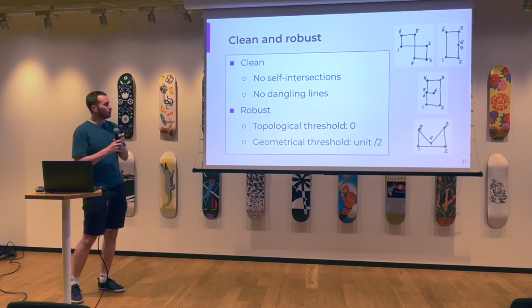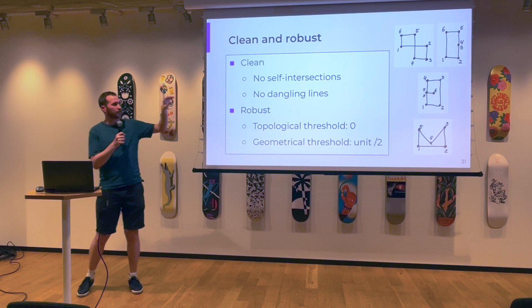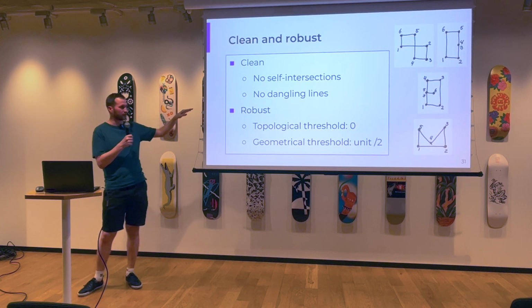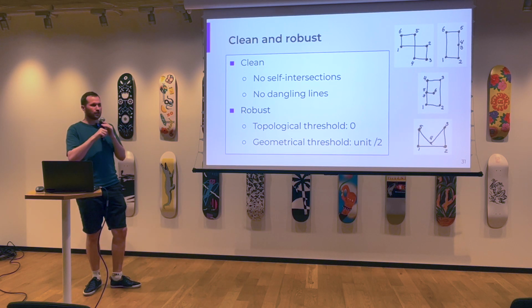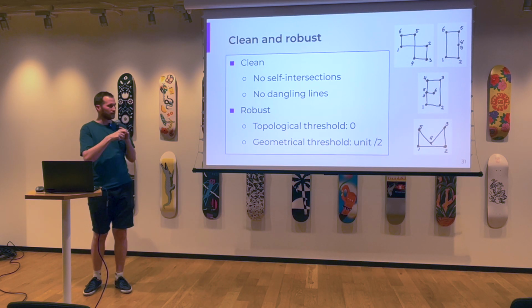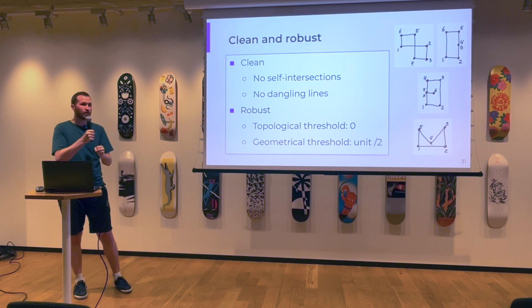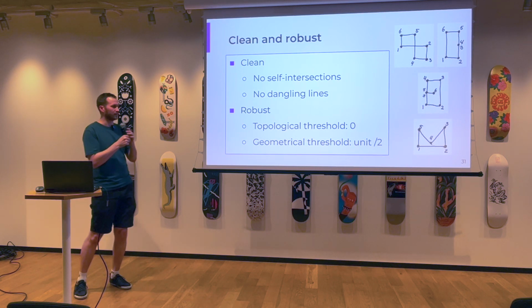So what does clean data mean? No self-intersections, no dangling lines. It's just simple features, no repeated points and those kinds of things, but also robust. Topological threshold we already talked about. The topological threshold is when points that are equal are only equal when they're exactly equal. So if there's any difference between them, we just consider them not connected at all.